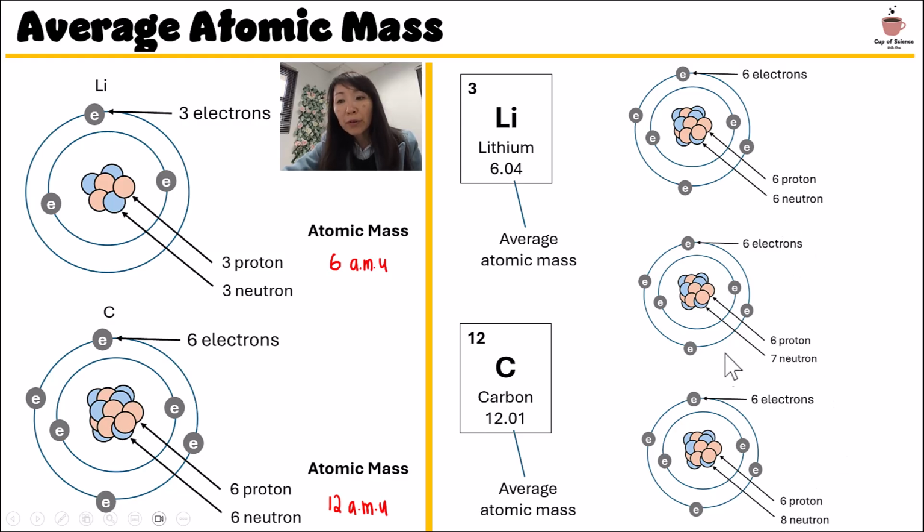To account for the neutrons that are not just 6, but 7 and 8, the average atomic mass really incorporates both this isotope and this one, along with this one. So you might wonder, okay, so this is 12, right? 6 plus 6 is 12. This one, 6 plus 7 is 13. And then we have 6 plus 8, that's 14. So average them up, should we get 12.01?